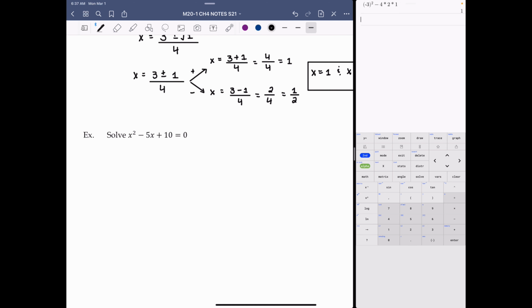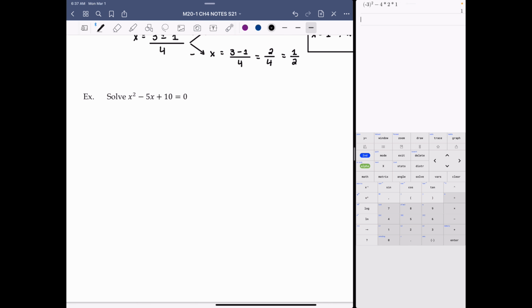Example, solve x squared minus 5x plus 10 equals 0. Again, start by figuring out what is a, b, and c. So a is the value in front of x squared. That would be a positive 1 here. B is the value in front of x. That's a negative 5. And c is the constant term, which is positive 10. Then I write down the quadratic formula. X equals negative b plus minus the square root of b squared minus 4ac, all divided by 2a.